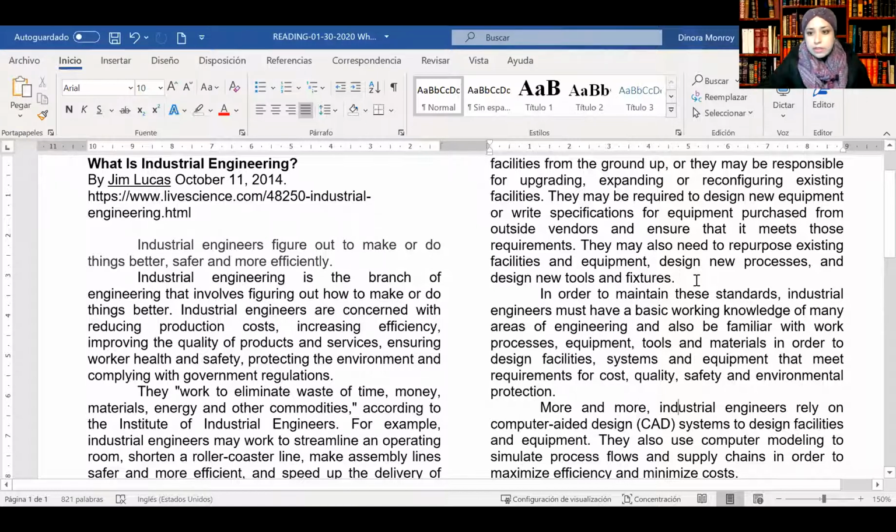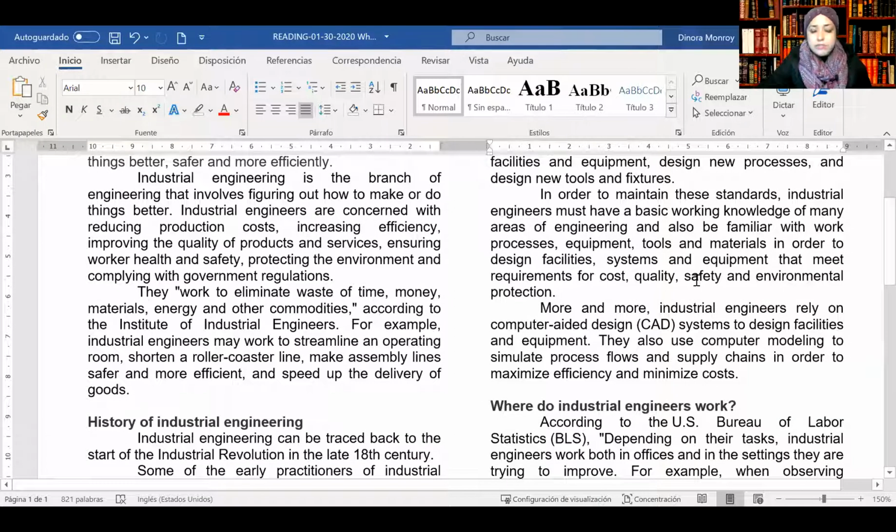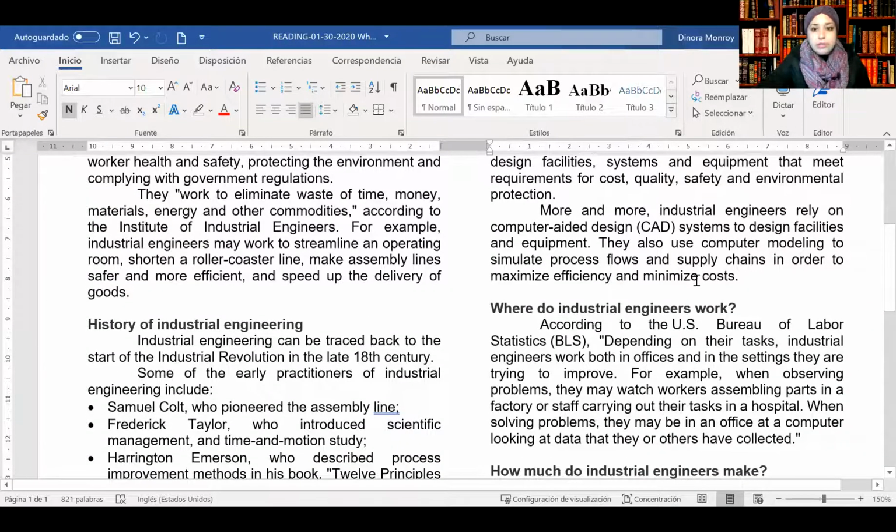In order to maintain these standards, industrial engineers must have a basic working knowledge of many areas of engineering and also be familiar with work processes, equipment, tools, and materials in order to design facilities, systems, and equipment that meet requirements for cost, quality, safety, and environmental protection. More and more, industrial engineers rely on computer-aided design, CAD, systems to design facilities and equipment. They also use computer modeling to simulate process flows and supply chains in order to maximize efficiency and minimize costs.